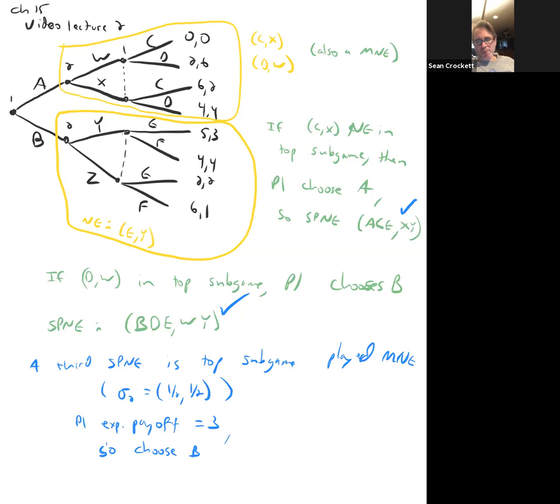So there are 3 subgame perfect Nash equilibria in this game. Two of them are pure strategies. All of the ones that we circled are Nash equilibria in the matrix form, but only two of them are subgame perfect. So someone just posted, why is CX an equilibrium in the top, but not FZ in the bottom?